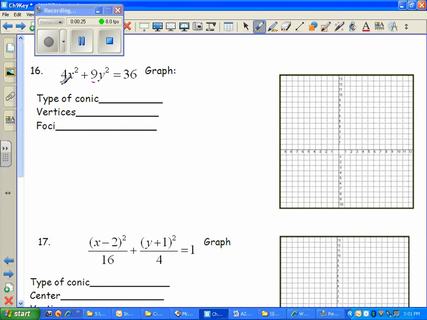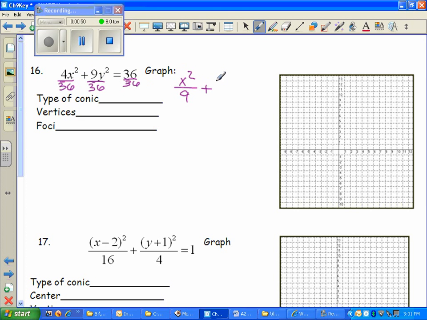So the first thing to do to make this look like an ellipse is that this needs to be 1 over here. And remember that I should be having some fractions on the left side. So I need to divide everything in this equation by 36. And then reduce. So the x part would reduce to be x squared over 36 divided by 4 is 9. So that would be 9 there.